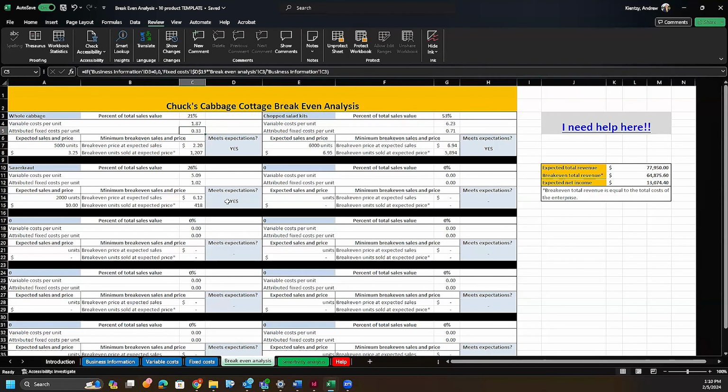We see that the sauerkraut meets expectations, so it's a profitable product. Our sales price is $10, but our break-even price is only $6.12. Therefore, this is a pretty good product for Chuck's business.